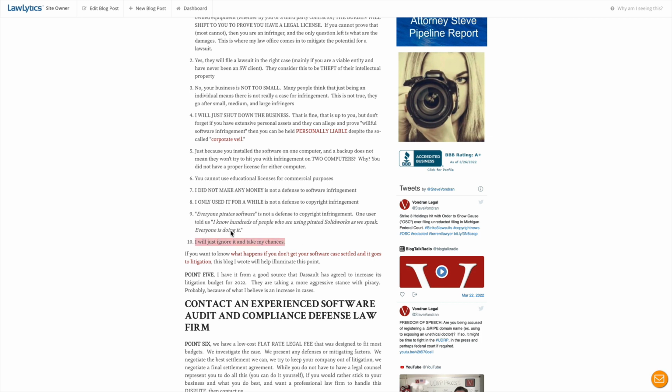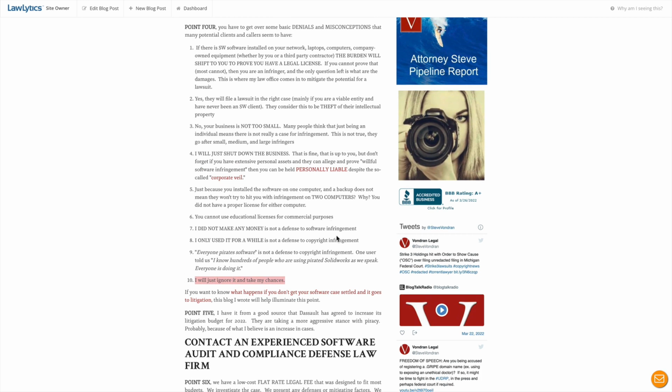And finally, number 10. I'll just ignore it and take my chances. As I said, you do take your chances, and you do take a chance of being sued. That lawsuit becomes public. And if companies are doing due diligence and looking you up before hiring you, you may just show up in the copyright infringement software piracy case. May not look so good. You may lose a deal. Is it worth it, or is it worth getting things settled?